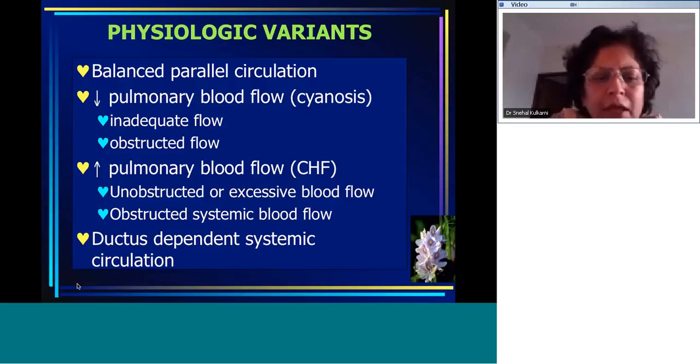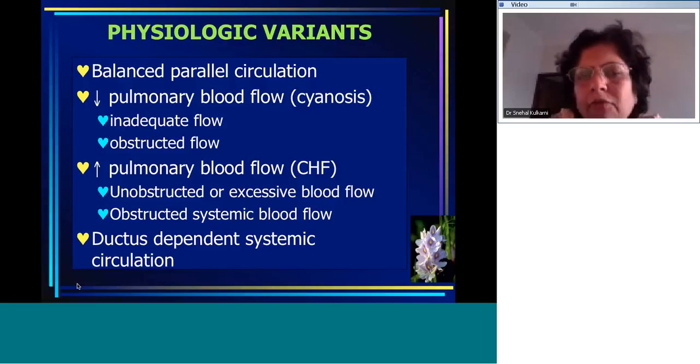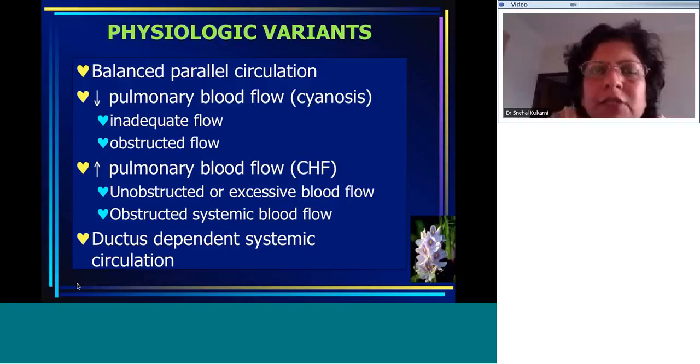The next situation is obstructed systemic blood flow. An example is hypoplastic left heart syndrome. In that situation, in addition to mitral stenosis or mitral atresia, there are varying degrees of aortic stenosis or aortic atresia, so your whole systemic blood flow is obstructed. Another variant of this is a patient with severe mitral stenosis or mitral atresia, but with a significantly restrictive ASD, which again takes you to obstructed systemic blood flow.